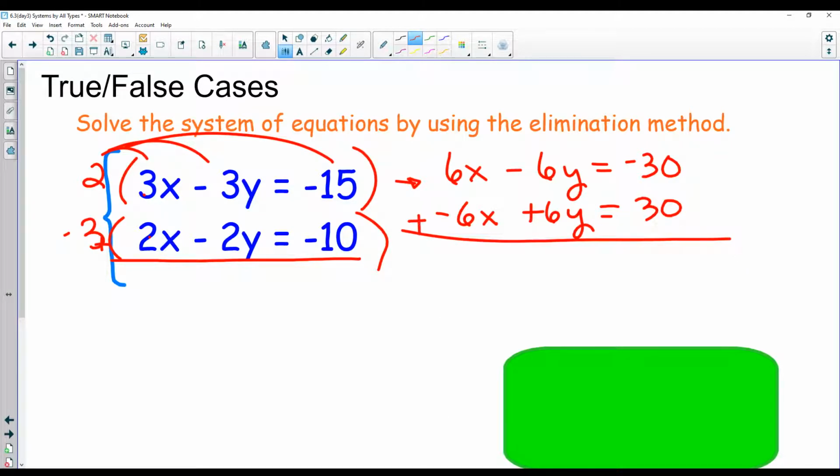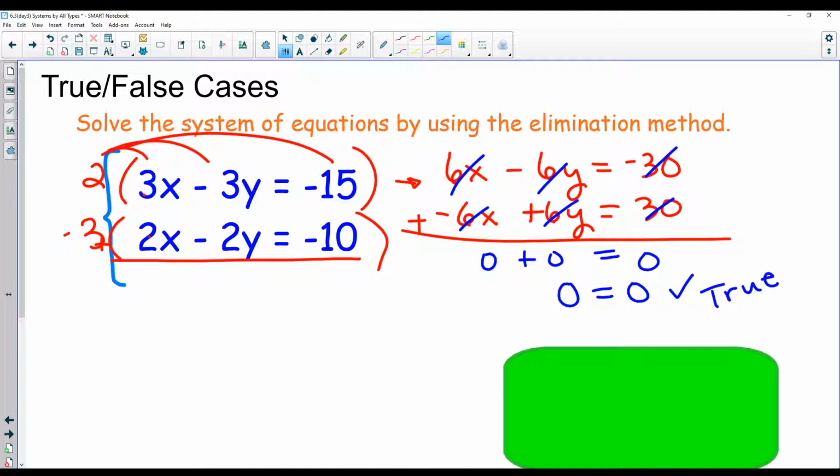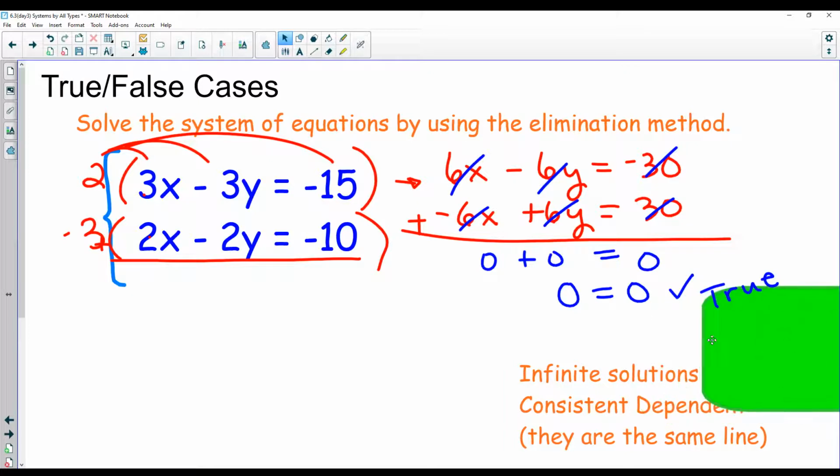Now we're ready to add them together. When we do that, the x's cancel, so we get a 0 there. But the y's also cancel. And these also cancel. So we end up with our variables gone, both of them, x and y, and we have a statement that says 0 equals 0. Well, 0 does equal 0. That is true. So that means this is a case where no matter what, you have a true solution.